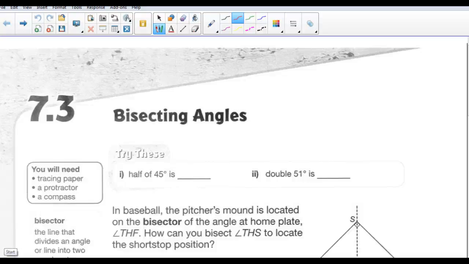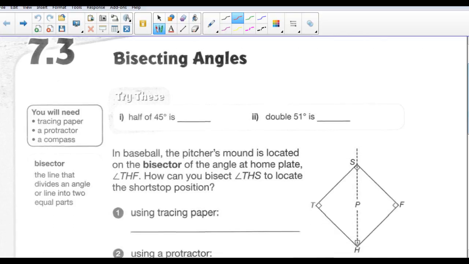Okay, this is 7.3, how to bisect an angle. Now, there are several ways that we can use to bisect an angle. You can trace it, you can use a protractor, or you can use a compass. We're going to teach you how to use a compass.